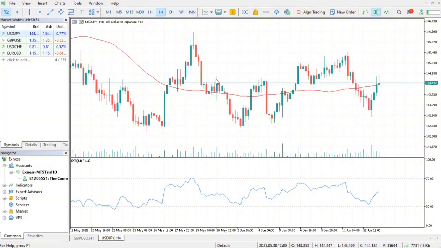Now in this case, you can see that we cannot define a clear direction, because this price on the 4-hour is just trading below, trading above, trading below. So it is actually in a consolidating form here.